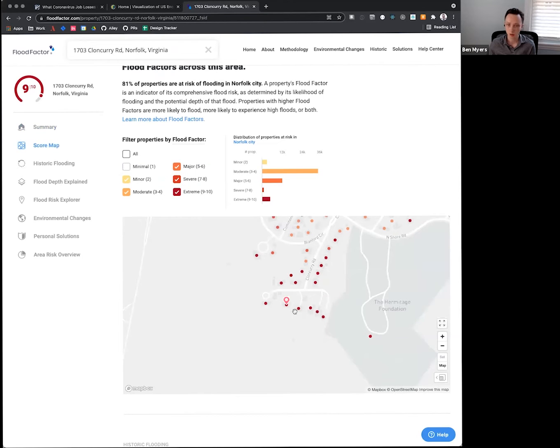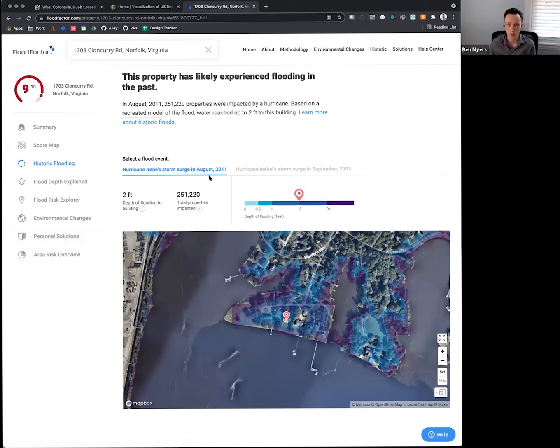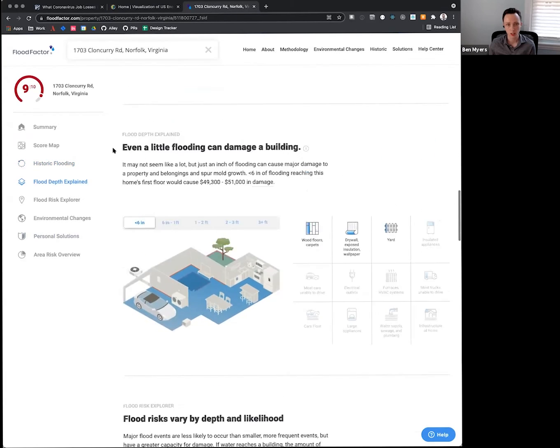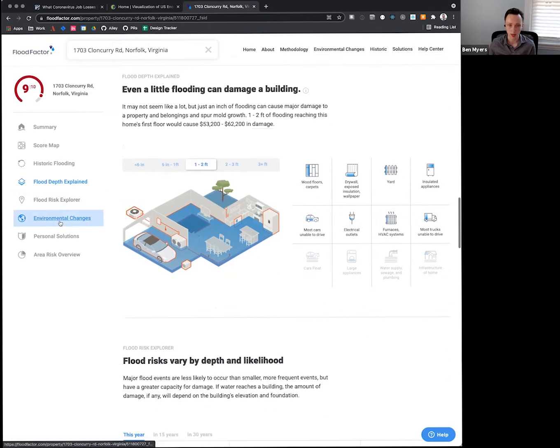You're able to see other properties in the area. Let's say that your neighbor's house is a little further up the hill. Okay, well they're at lower risk because they're at higher elevation. You can also, this is really cool, see different storm surges that occurred recently, and maybe you just bought the property, so you weren't there in 2011, and you don't know how it was impacted by storm surge at that time. They even have a thing here where you can see how flooding would impact your home based on the level and the sorts of damages that you could expect.